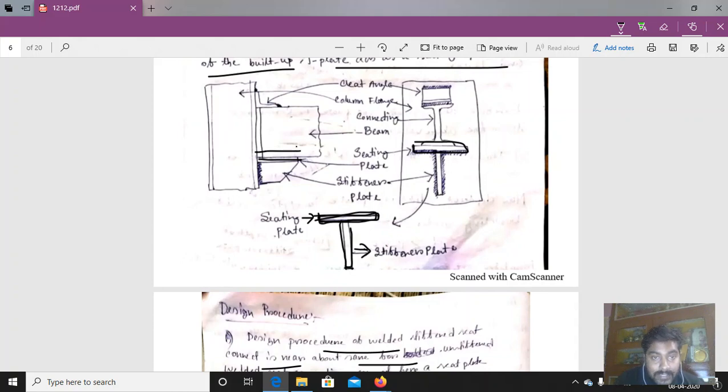Okay, that is the length of the seating plate, which is equal to B. This is the length of the seating plate that is to be used. So this is the length of the seating plate, B.